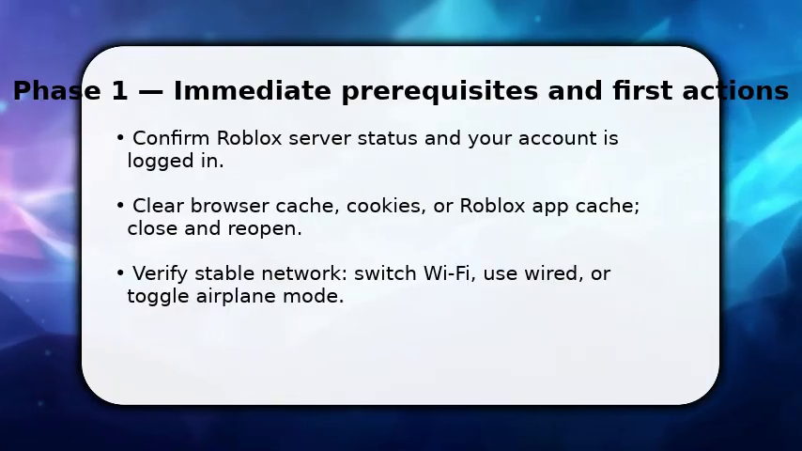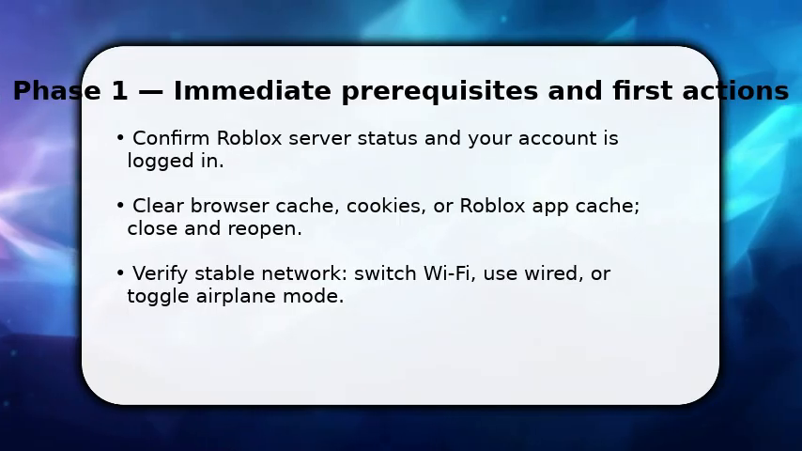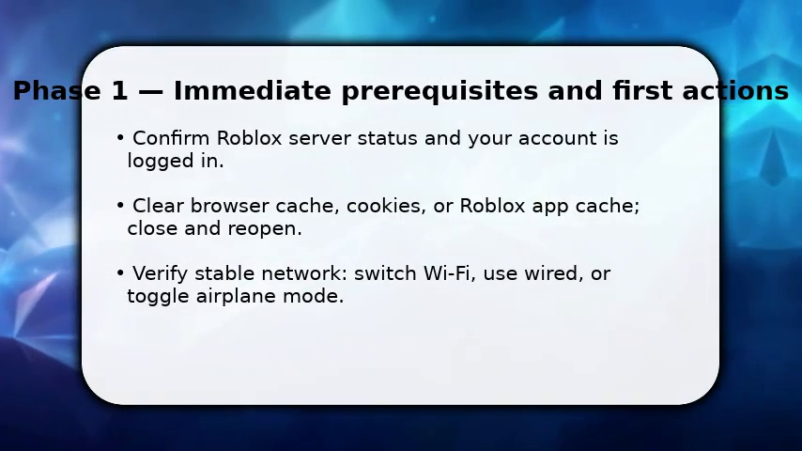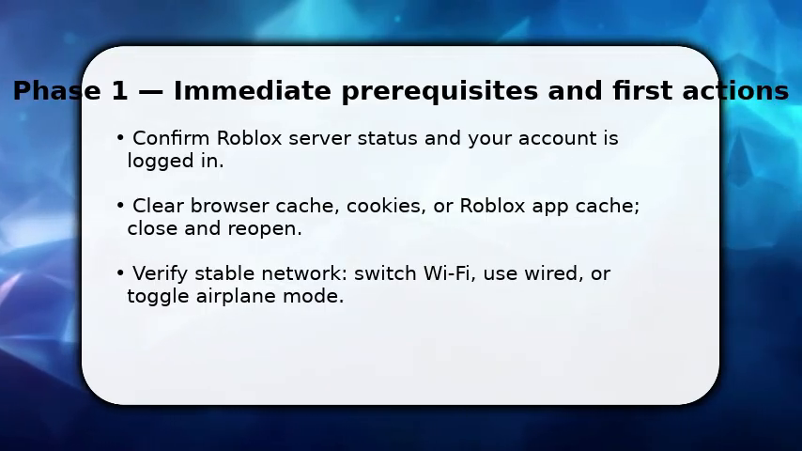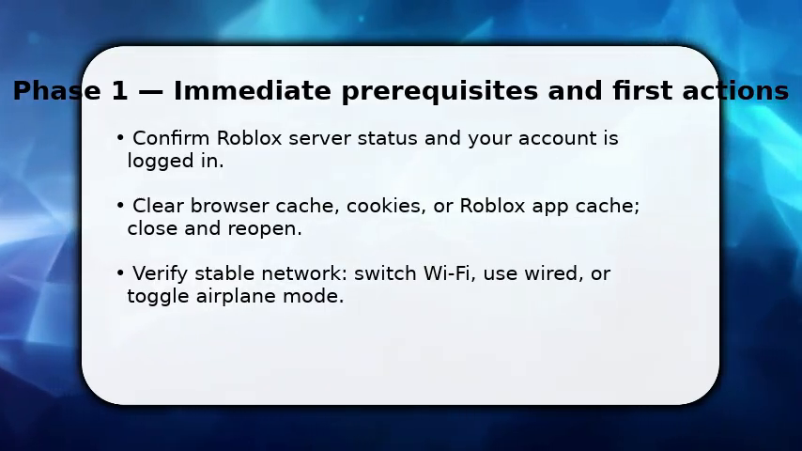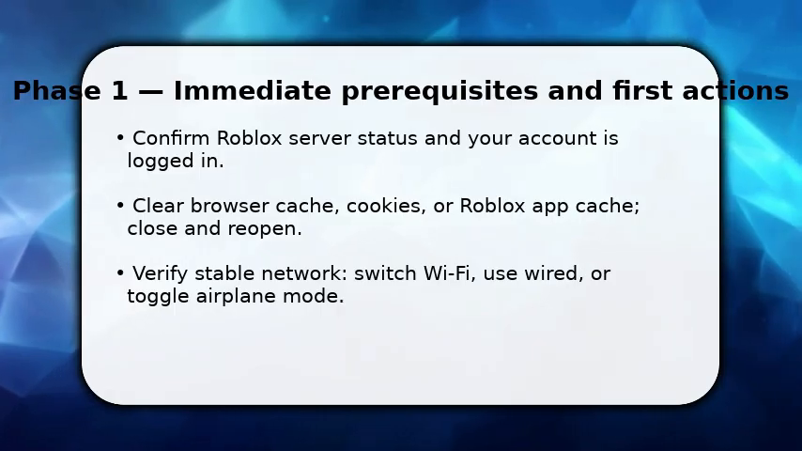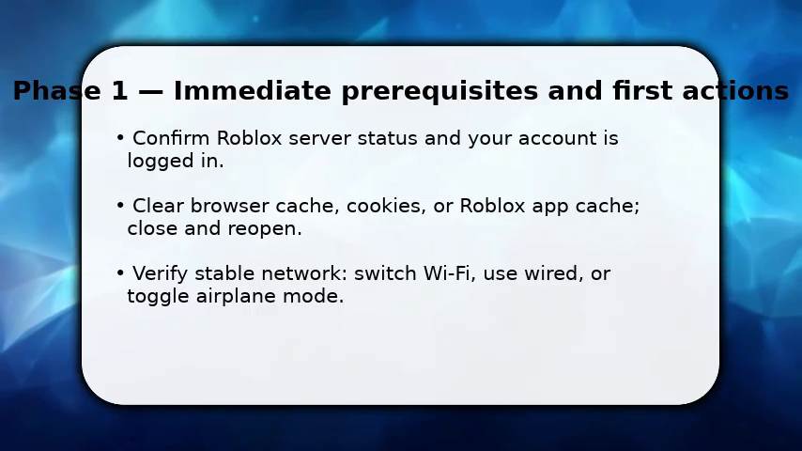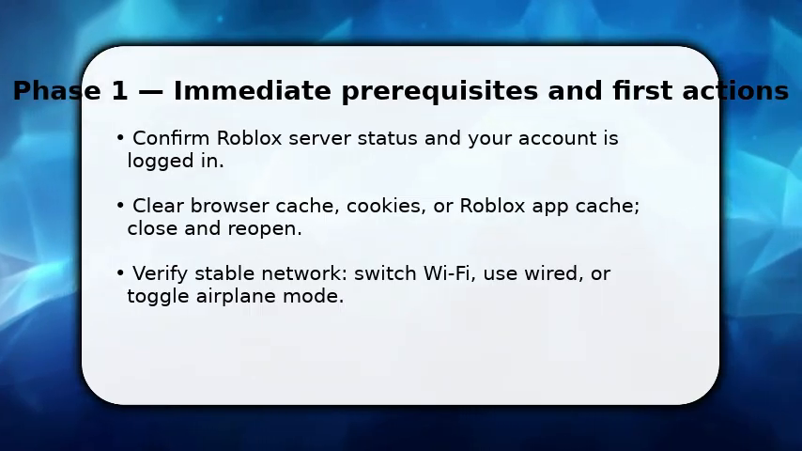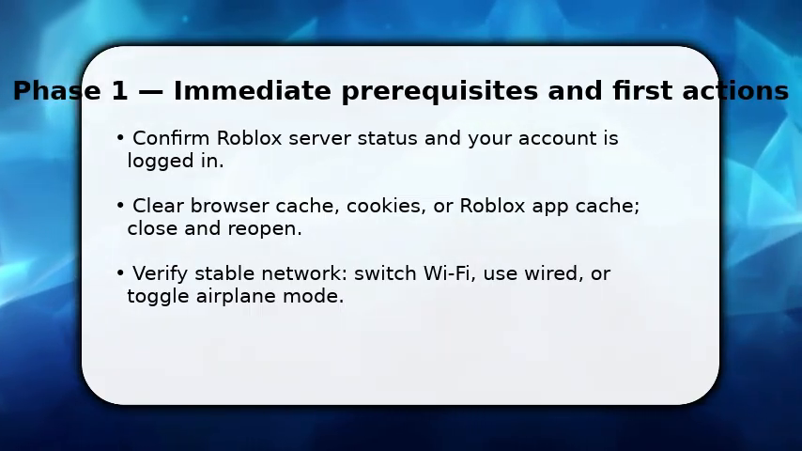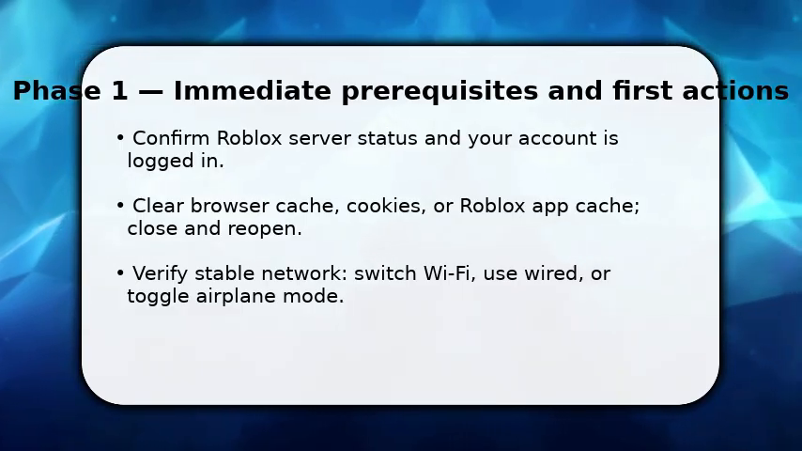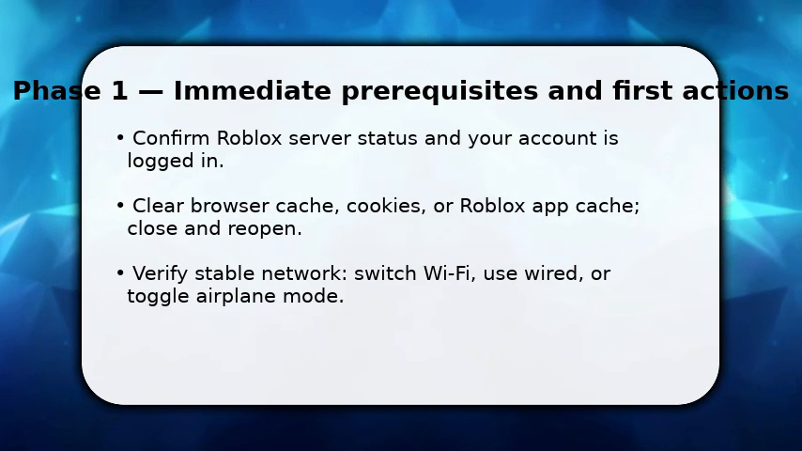You begin by confirming the essentials. Make sure you're logged into your Roblox account and the servers aren't down right now. Once done, clear your browser cache or the Roblox app cache and force close the app. This removes corrupted request headers. Next, test your network, switch from Wi-Fi to wired or toggle airplane mode to renew your IP. These steps fix most malformed requests fast, because bad or stale headers and flaky connections are the common culprits.